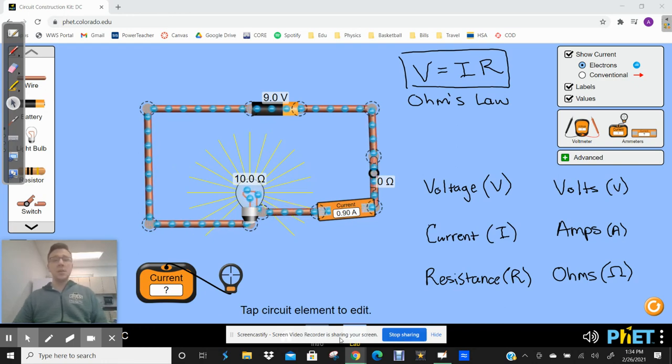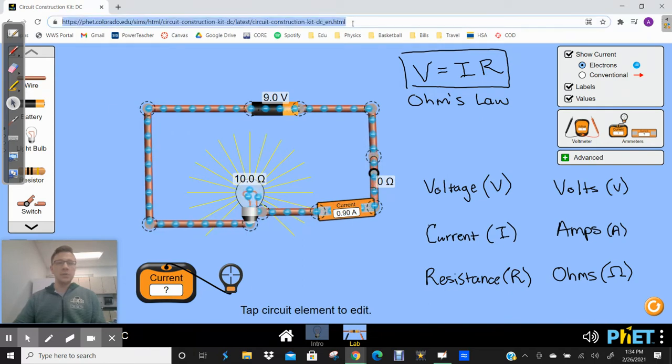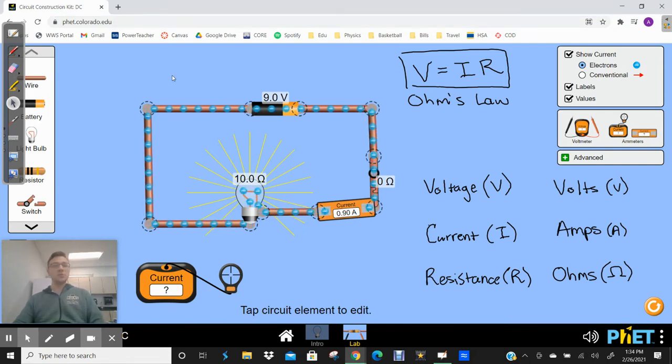Today we're going to be talking about Ohm's law, which involves voltage, current, and resistance, to begin our discussion on circuits. What I've opened up here is a circuit simulation from phet.colorado.edu. You can see the URL up here if you'd like to try this out yourself, but you can simply type in circuit PhET on Google, and this will pop up.